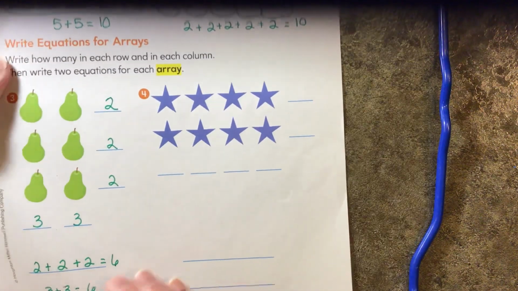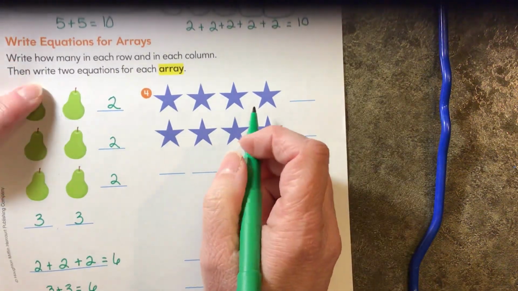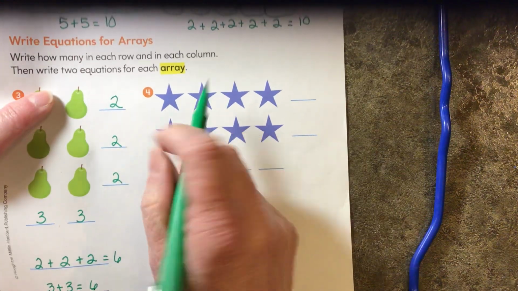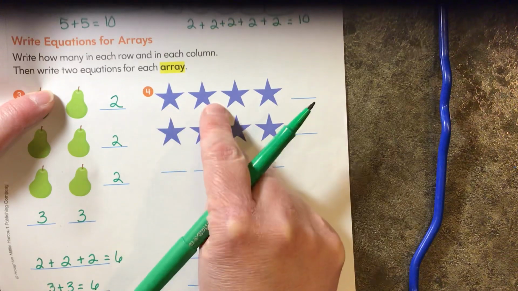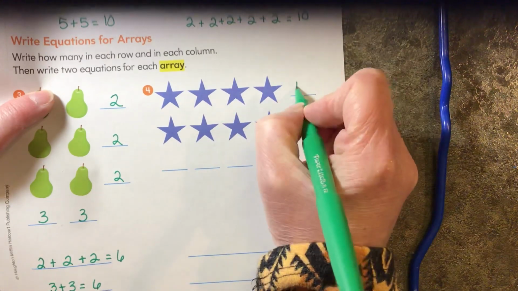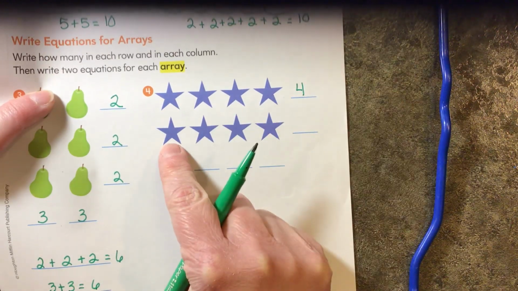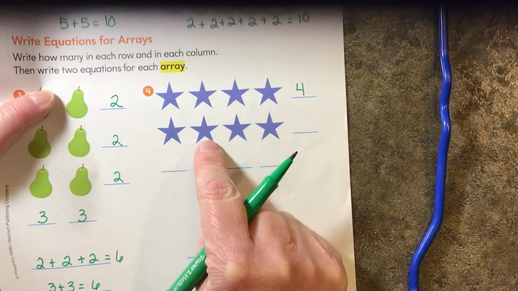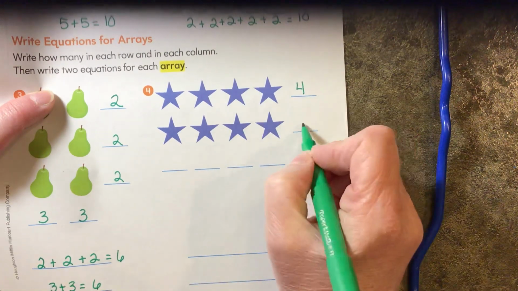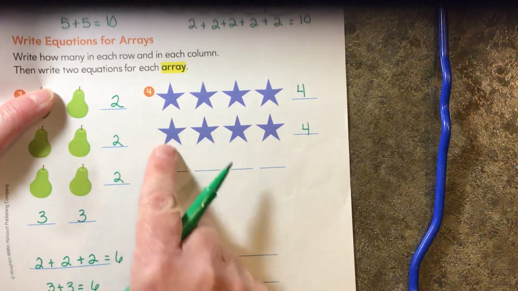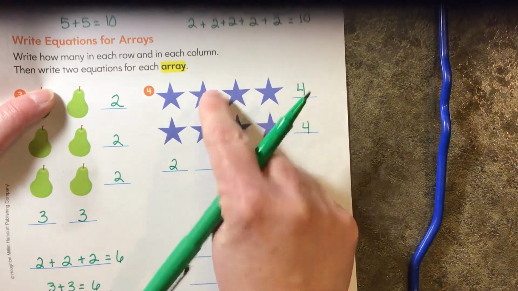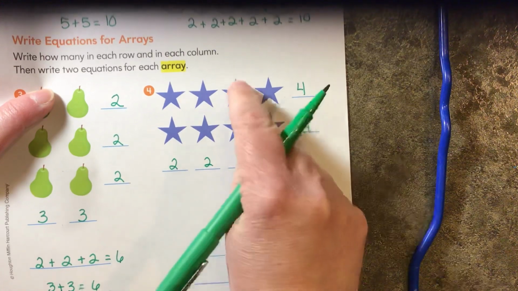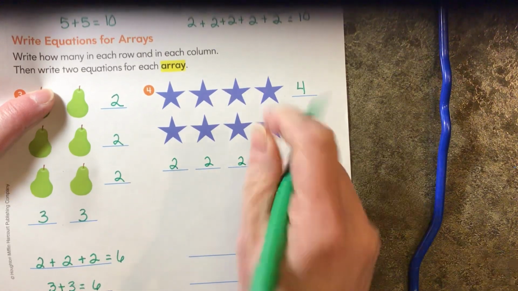Okay, now let's take a look at the pictures of the stars. We're going to do the same thing. So let's count how many we have in this first row of stars. We have 1, 2, 3, 4. Now let's count the second row. 1, 2, 3, 4. Now let's count our columns. I have 1, 2, 1, 2, 1, 2.